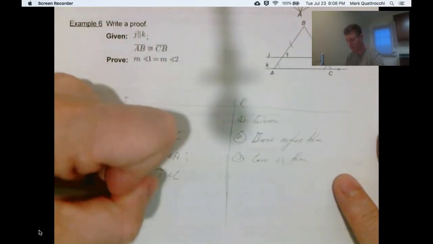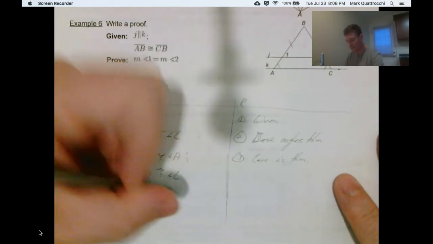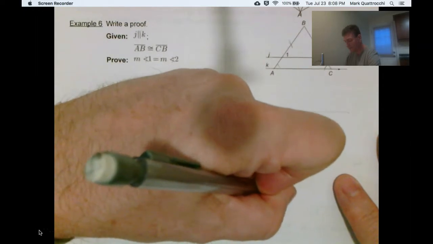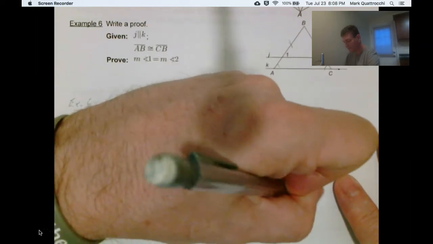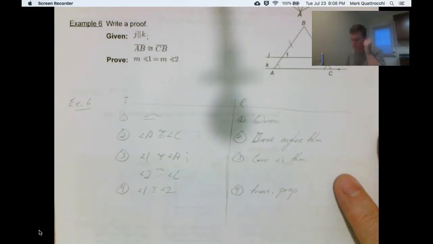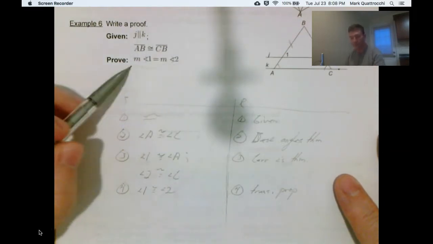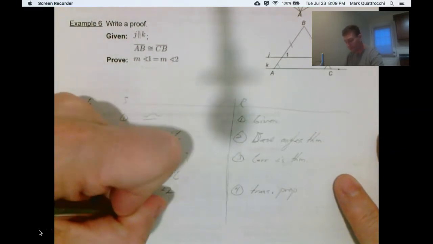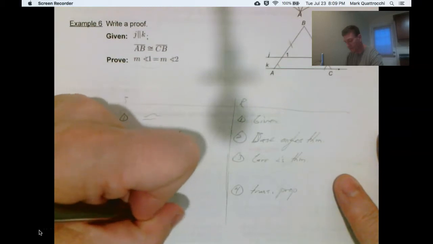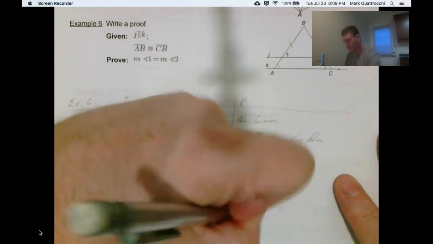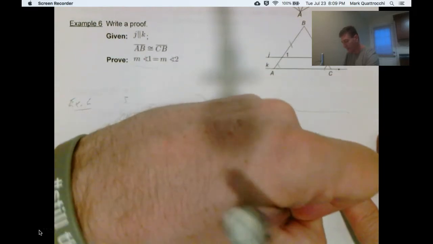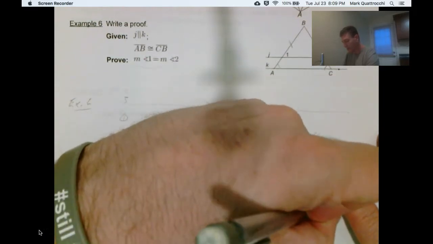And angle 1 congruent to angle 2, transitive property. Angle 1 is congruent to angle 2. Measure of angle 1 is equal to the measure of angle 2. Definition of congruent angles.